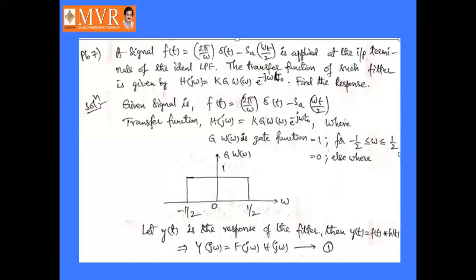So Y of j omega is equal to F of j omega into H of j omega. So convolution in the time domain will become simple multiplication in the frequency domain. So that is Y of j omega is equal to F of j omega into H of j omega. That we consider as equation number 1.